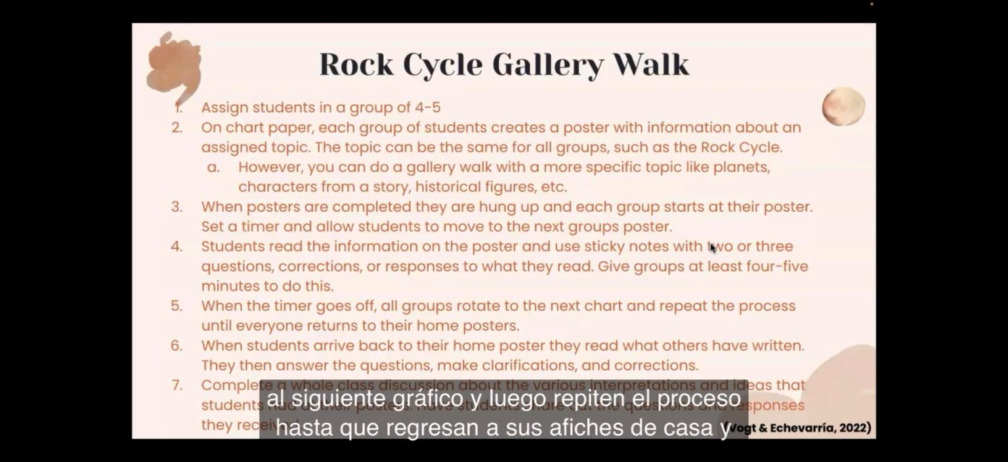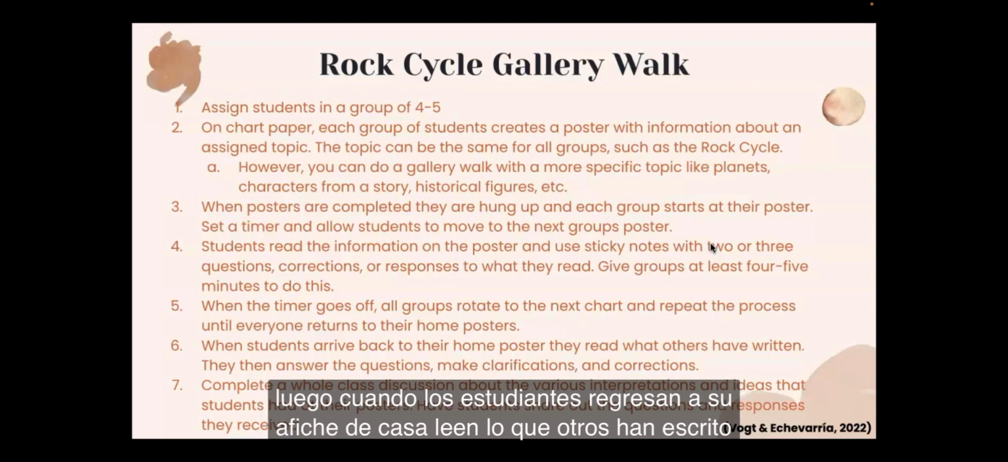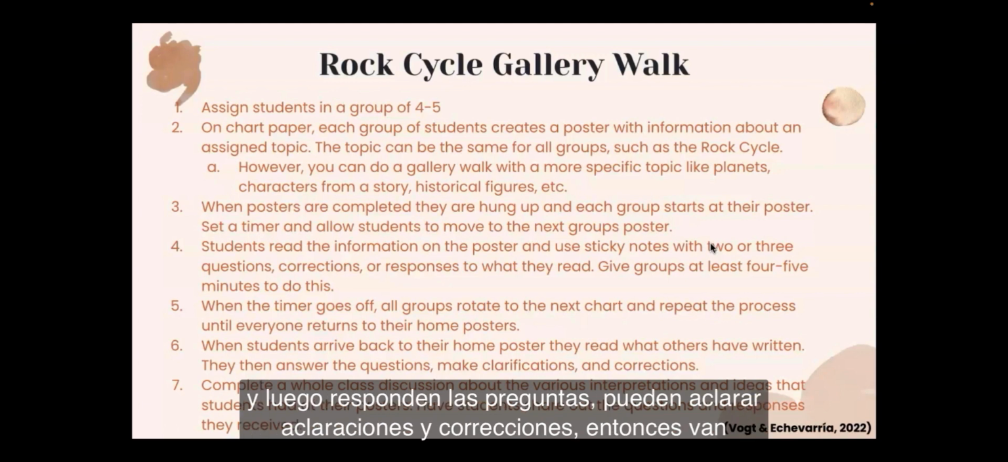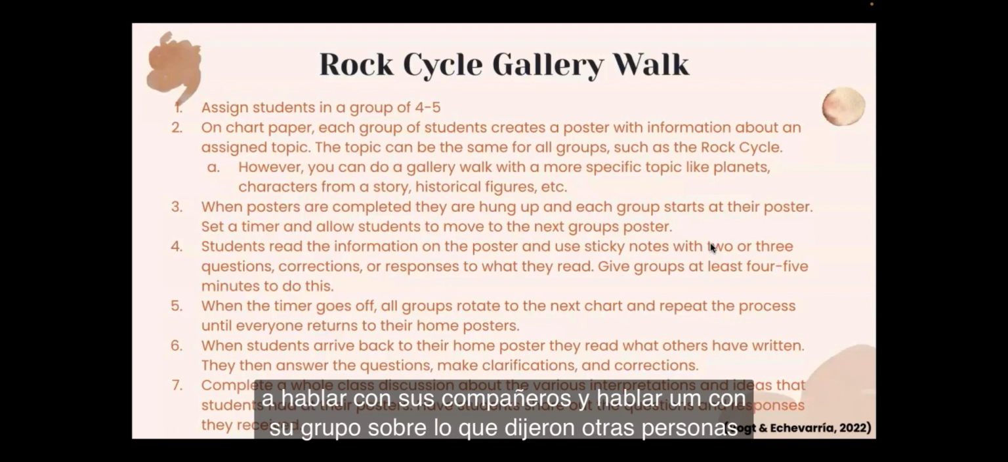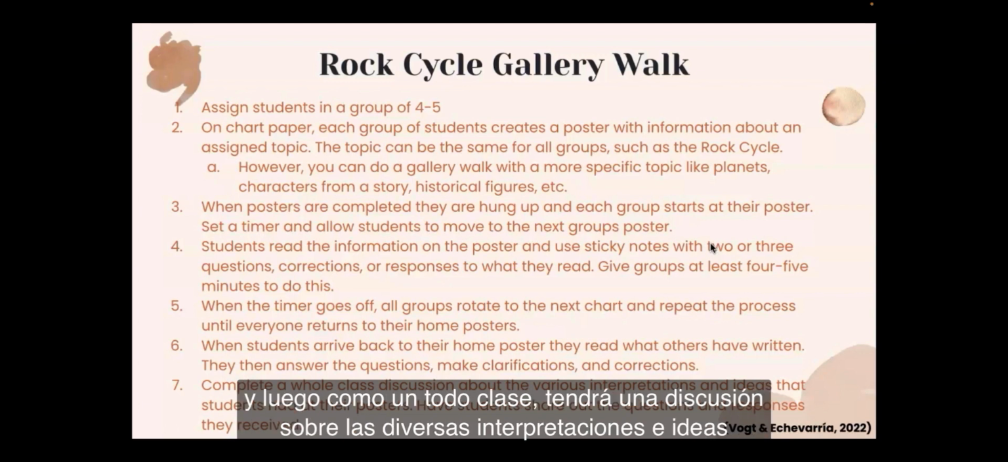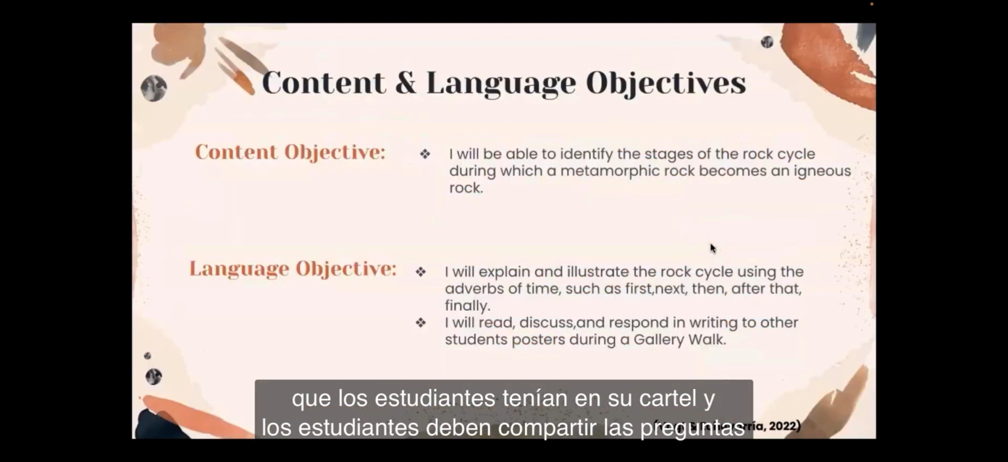And then when students arrive back to their home poster, they read what others have written, and then they answer the questions. They make clarifications and corrections. So they're going to talk with their peers and talk with their group about what other people said. And then as a whole class, you're going to have a discussion about the various interpretations and ideas that students had at their poster. And students should share out the questions and responses they received.